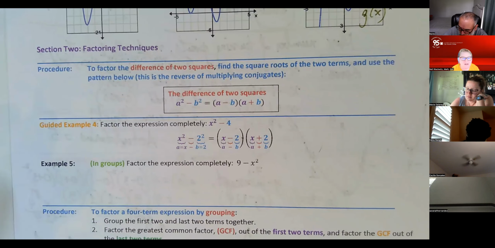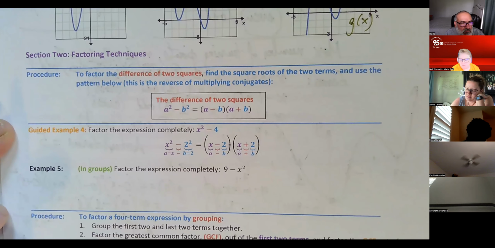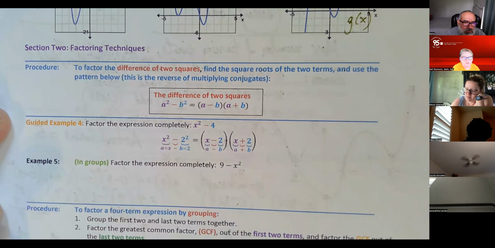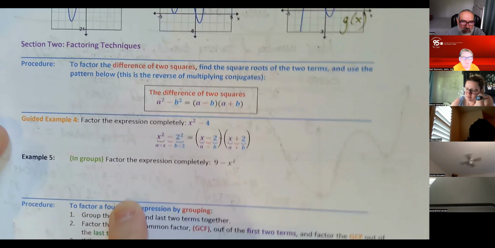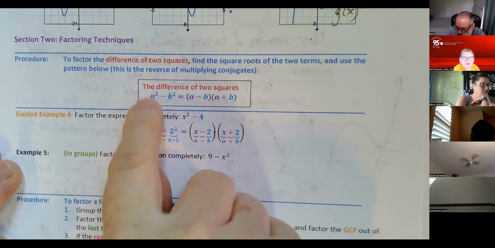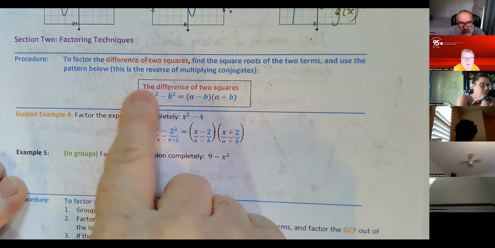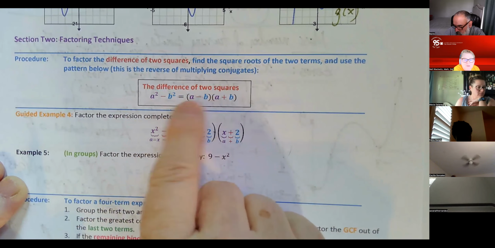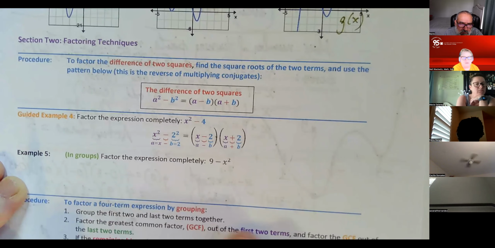In order to see what's happening with a polynomial in standard form, we have to factor it. We have to figure out what the factors are. And there are two primary things we're going to look at: the difference of two squares and factoring by grouping. The difference of two squares is always a perfect square minus a perfect square. You find the square root of the first number, the square root of the second number. The first numbers go in the first position, the second numbers go in the second position, plus in one and a minus in the other.